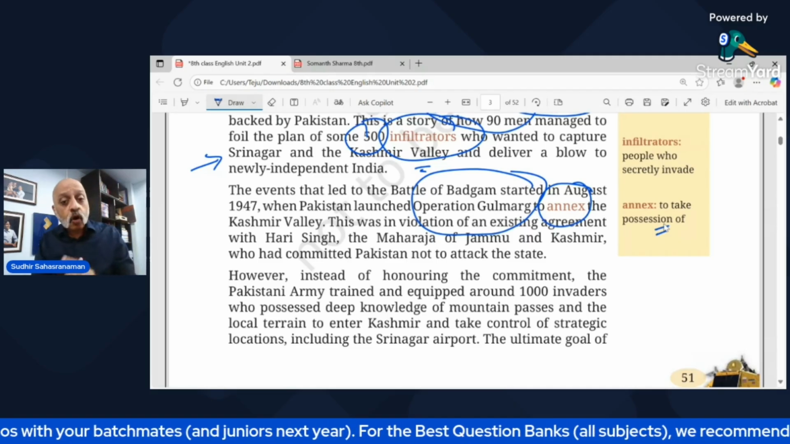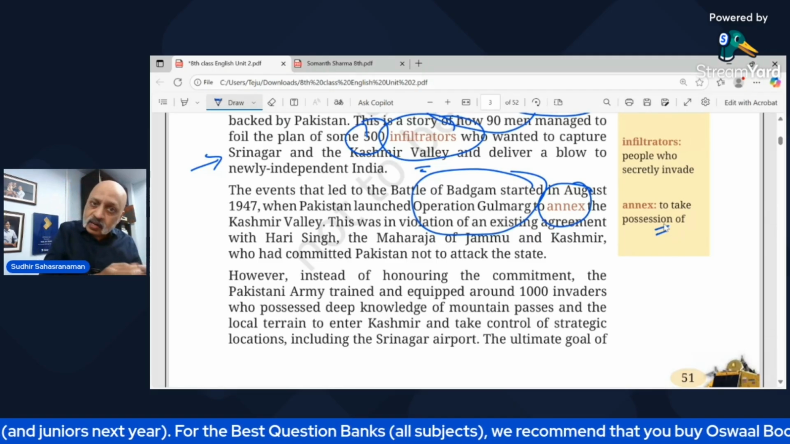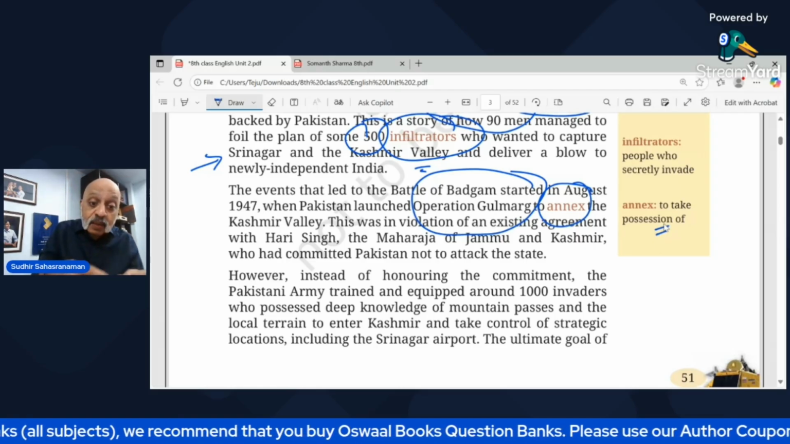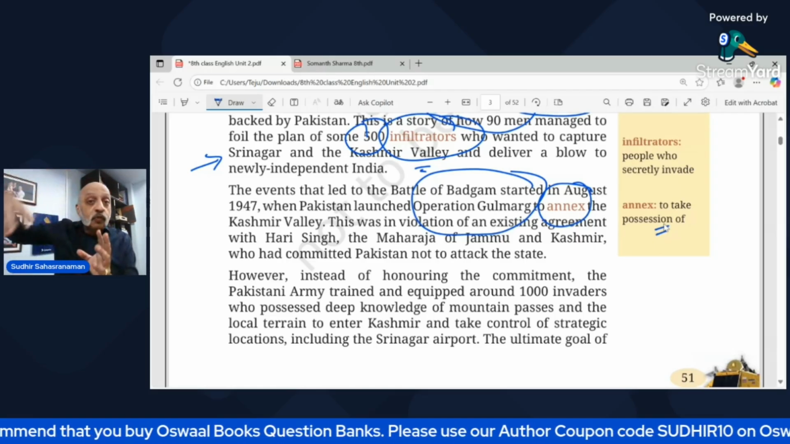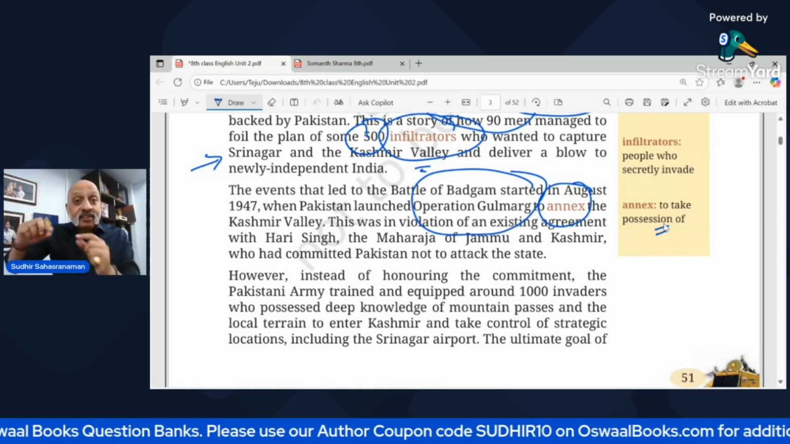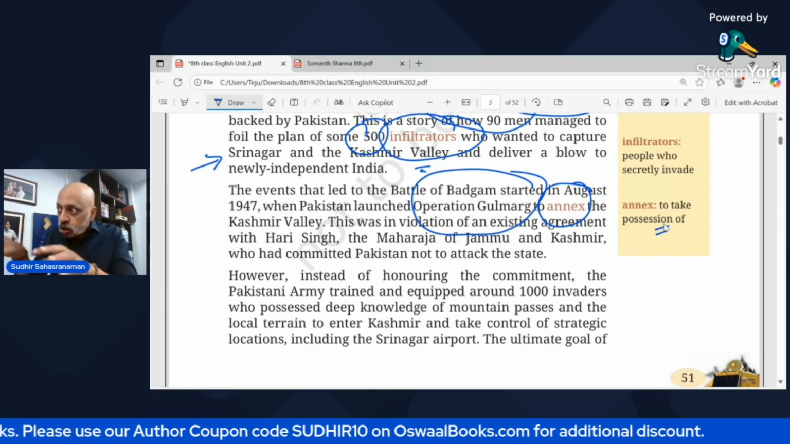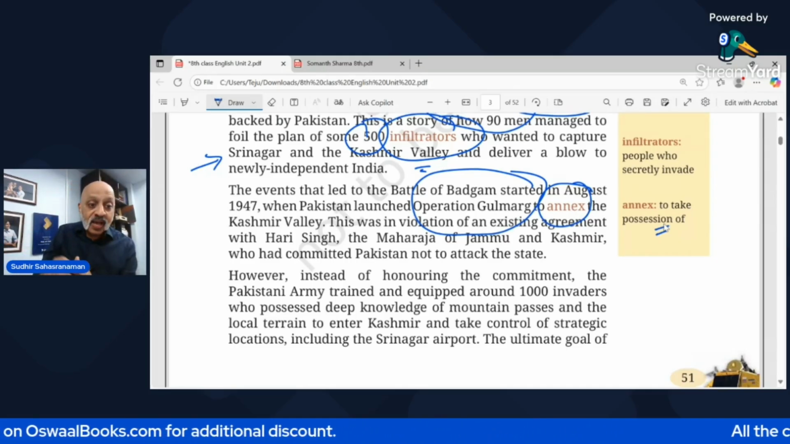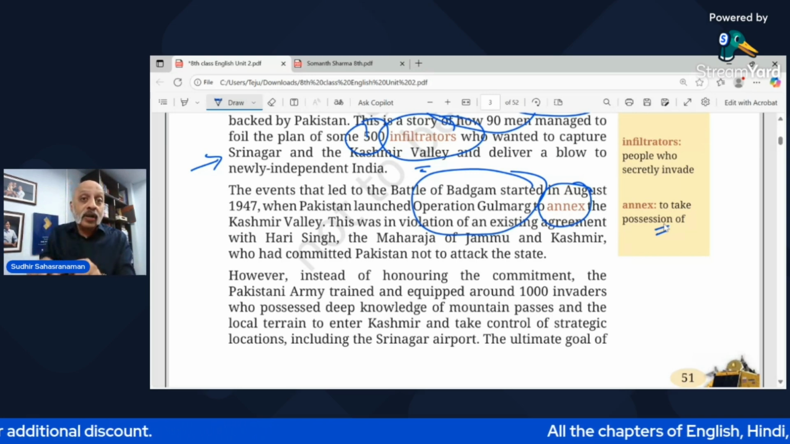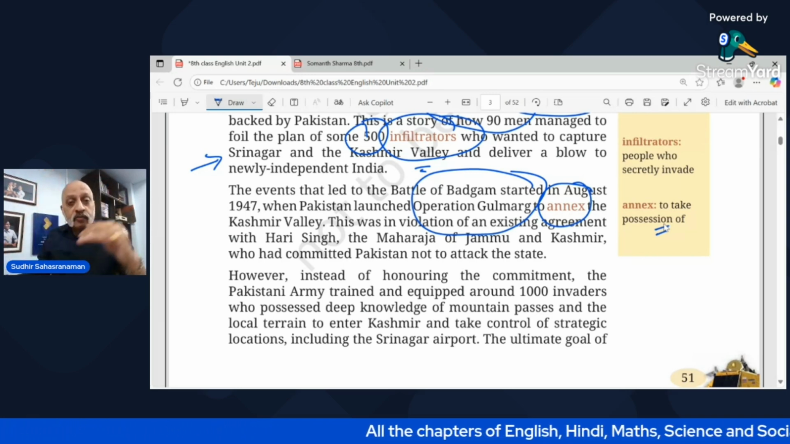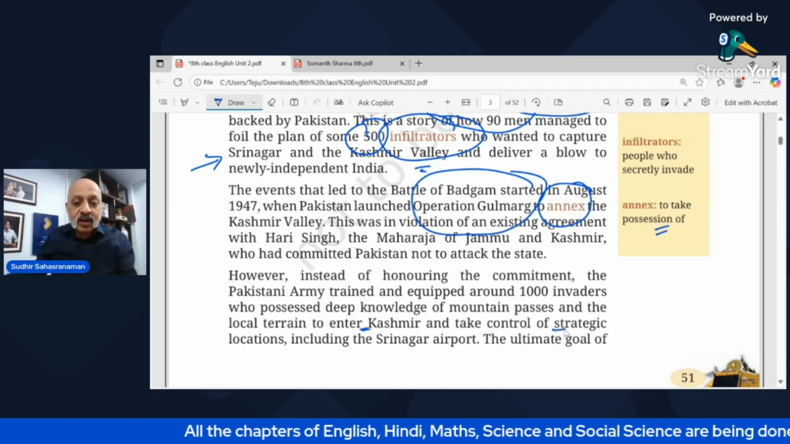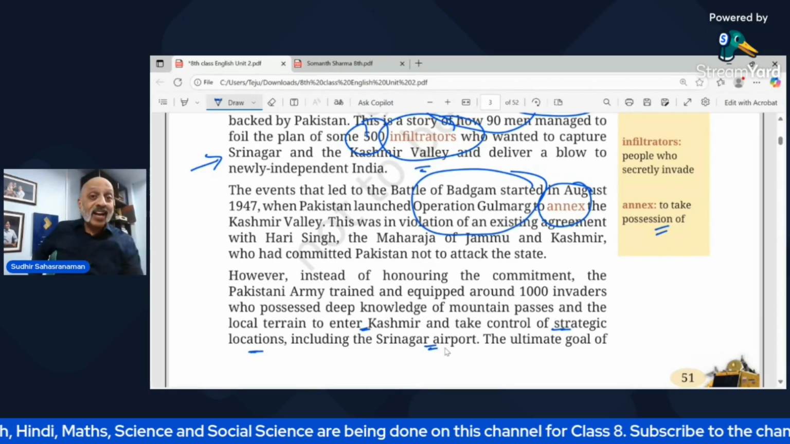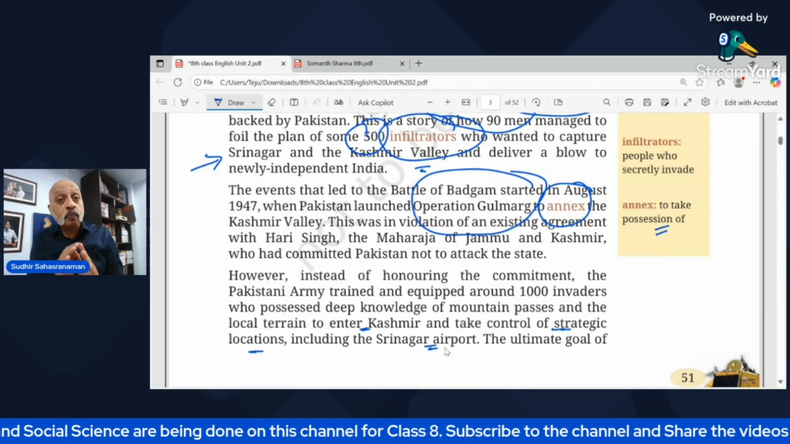However, instead of honoring the commitment, the Pakistani army very quickly trained and equipped about 1,000 invaders who possess deep knowledge of the mountain passes, because Kashmir is full of mountains and valleys. They knew exactly the geography of the Kashmir Valley and the mountains of the Himalayas, and thereby could use that local knowledge of the terrain. Terrain means the topography, the geography, to enter Kashmir and take control of strategic locations, including the Srinagar airport. That was the big plan as part of Operation Gulmarg.